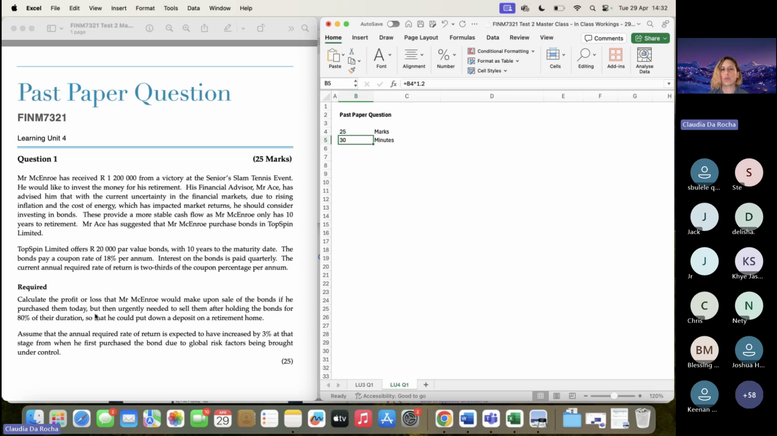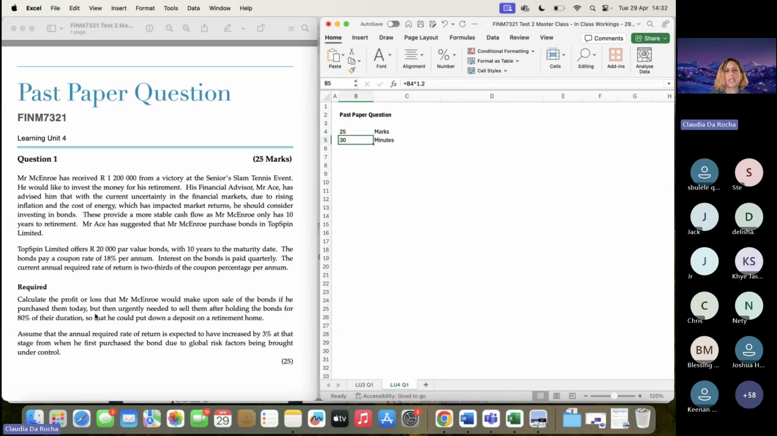So the initial required rate of return stays, but it then changes. Okay, so it's very important that we note that. Then it says Mr. McEnroe received 1.2 million from a victory at the Senior Slam tennis event. He would like to invest the money for his retirement.